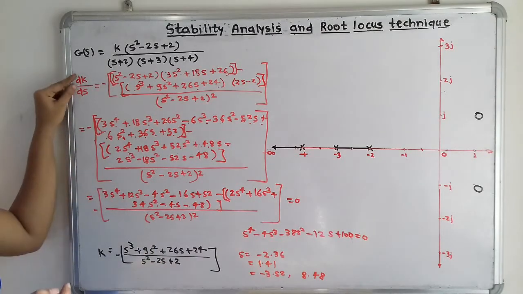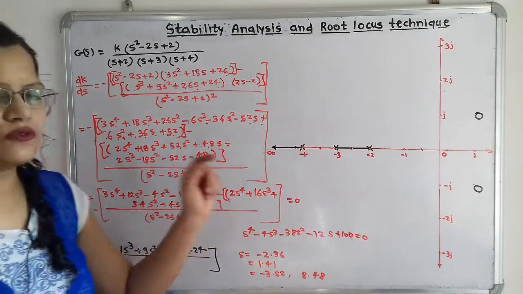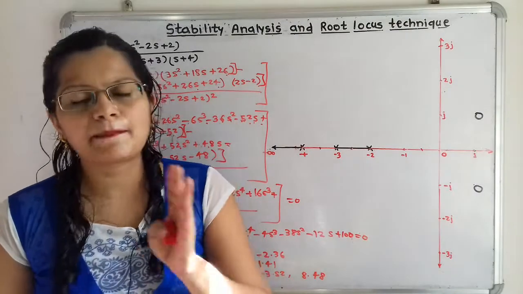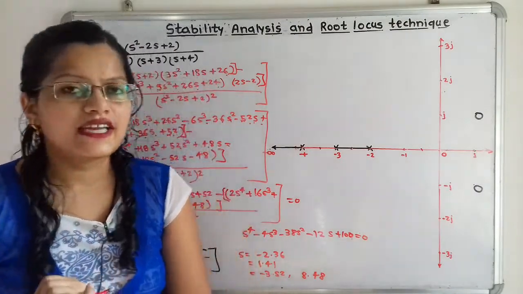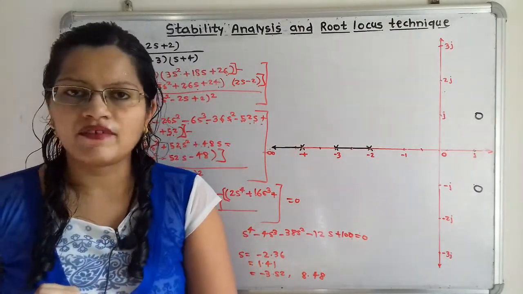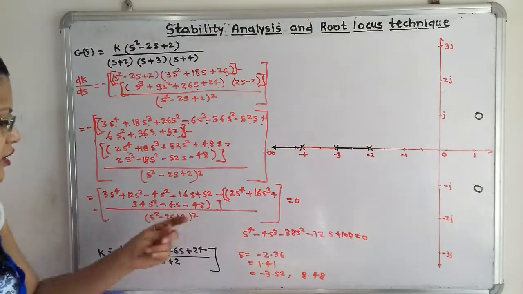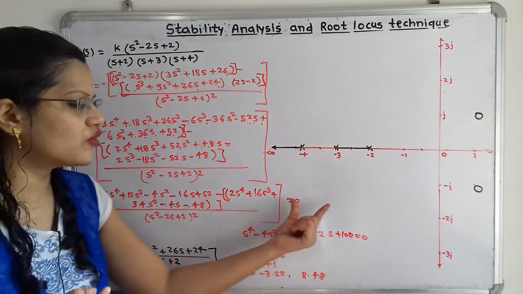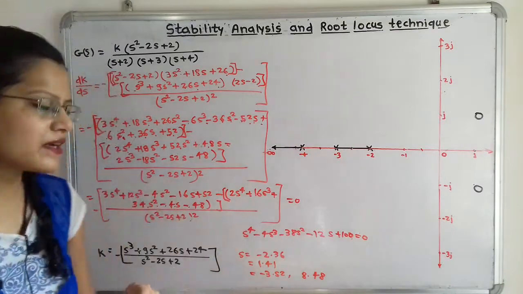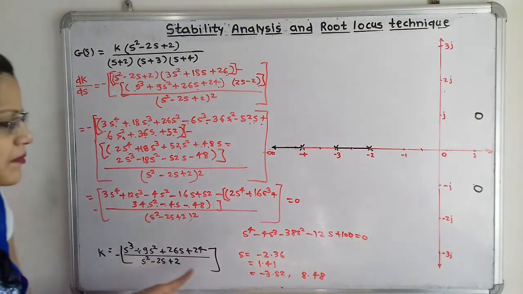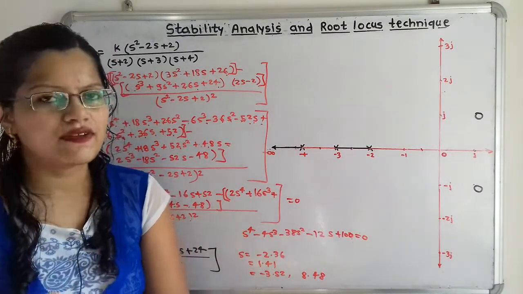Now for this step I take dk by ds equal to 0. When we set dk by ds equal to 0, only then can we calculate the breakaway point. So when I take this as 0, I transfer the denominator to the right hand side, so it becomes 0. I transfer this minus sign to the right hand side, so it becomes 0.